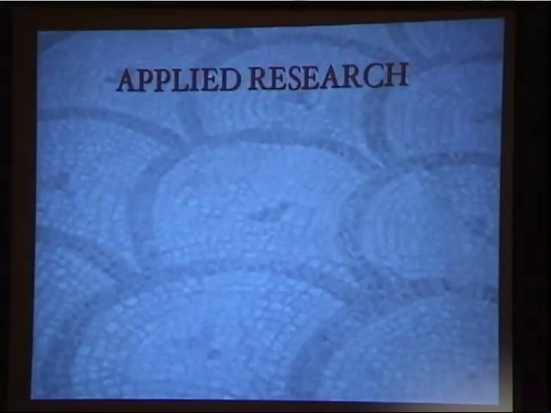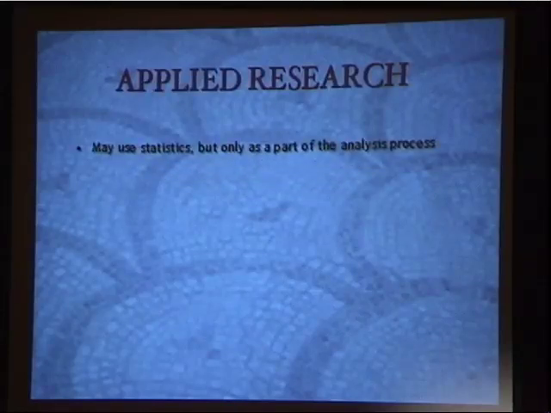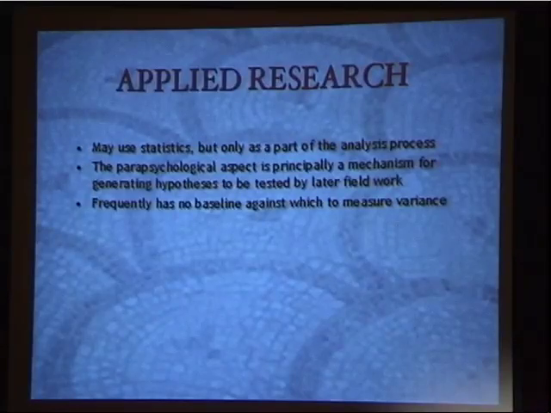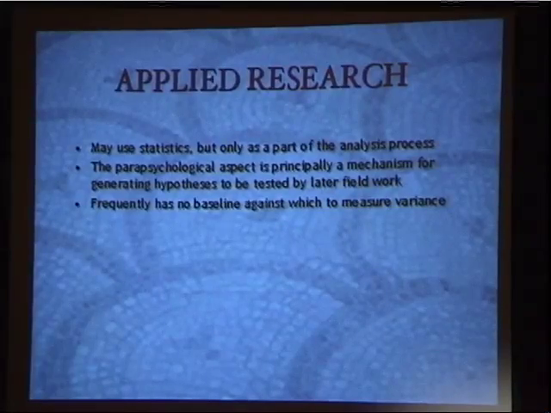Applied research, in contrast, may use statistics, but only as a part of the analytical process. The parapsychological aspect is principally a mechanism, and this is an important point, for generating hypotheses which will be tested by field work. Frequently, there is no baseline against which to measure variance because we don't know where it is, we don't know how many of them there are. Although I have done a number of experiments where it has been possible, using the kind of grid analysis that Dean was talking about this morning, to arrive at a statistical analysis.